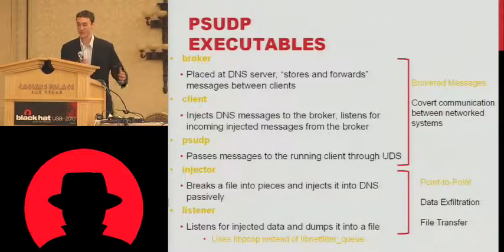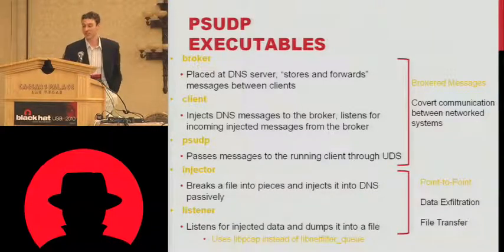For the brokered architecture, this is sort of your network-wide covert communication thing I was talking about, where you're going to want some sort of broker at the DNS server that's going to have access to all of the systems and is legitimately going to see network traffic, because once again, we're not actively creating packets, we're just looking at legitimate packets going through. So it needs to be on a system that sees as much traffic as possible from as many different systems. And what it's going to do is store and forward messages between clients.